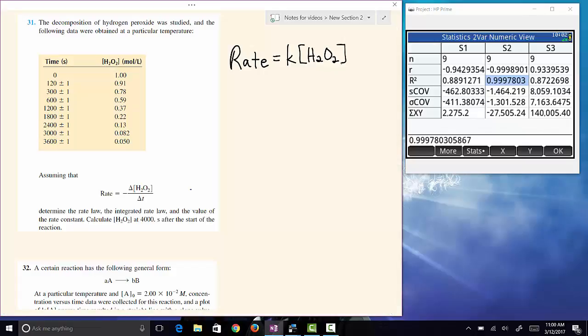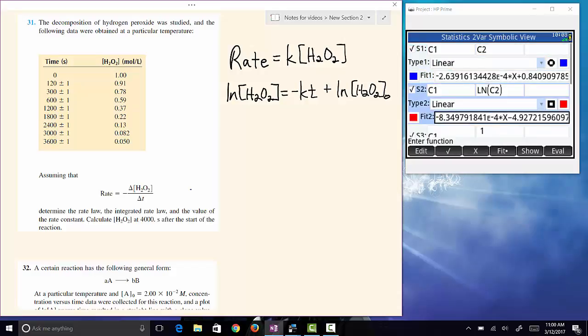And then it says the integrated rate law. Since it's first order, my integrated rate law is going to be the natural log of H2O2 is minus KT plus the natural log of the initial H2O2. And it says the value of the rate constant. So I'm going to go back to my symbolic view and down to that plot. I'm getting that my rate constant is 8.3498 times 10 to the negative fourth. And the units on that, since it's first order and my time was in seconds, would be seconds to the minus 1, 1 over seconds.